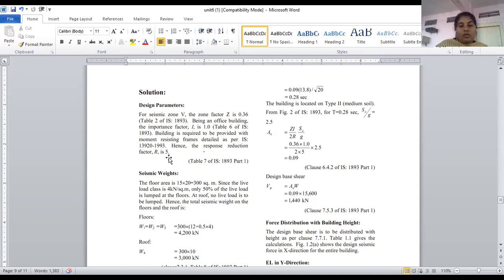Next, they have given that the building frame is infilled with brick walls. So hence the response reduction factor R is 5, that is, R is equal to 5. For deciding the value of the response reduction factor R, use Table number 7 from IS 1893.